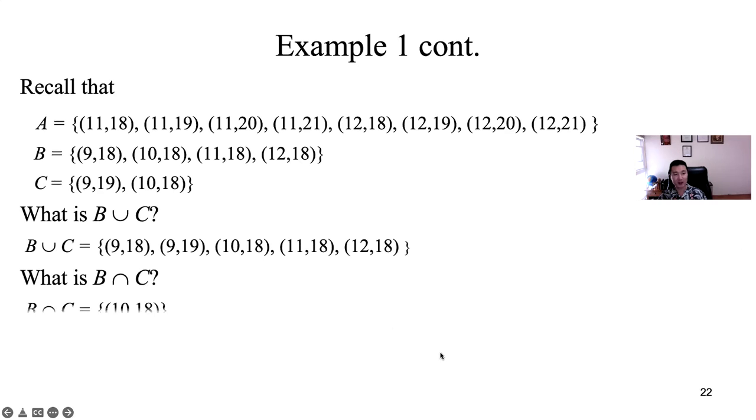And for more practice, what is B or C and what is B and C? For B or C, again, what we do is we copy everything from B down here and copy everything from C down here. Remember, do not repeat any events. So do not repeat 10 and 18 here. 10 and 18 occurs twice, but we only write it once. So that's B or C. B and C is 10 and 18. Okay, so I think right now everybody gets the idea what is intersection and what is union.